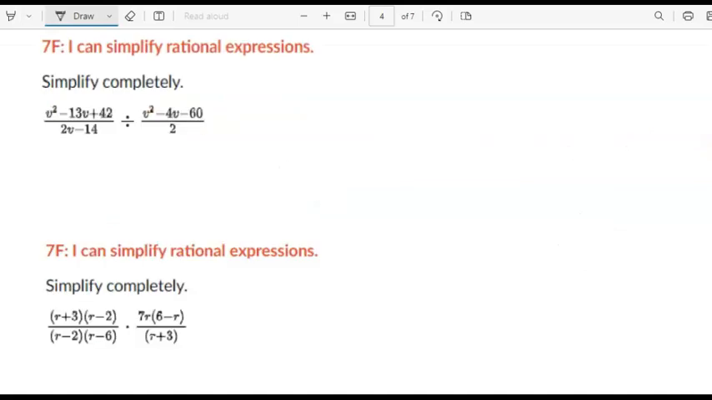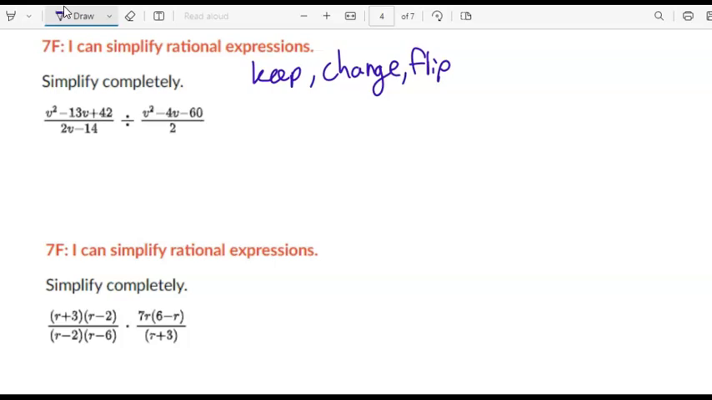7F, I can simplify rational expressions. Simplify completely. v squared minus 13v plus 42 over 2v minus 14, divided by v squared minus 4v minus 60 all over 2. The first thing you want to do is change this into a multiplication problem. Keep the first fraction, change the operation to multiplication, and then flip the second fraction. Let's just rewrite it like that.